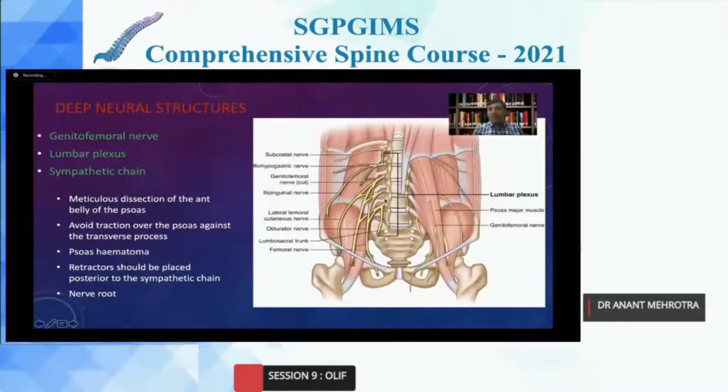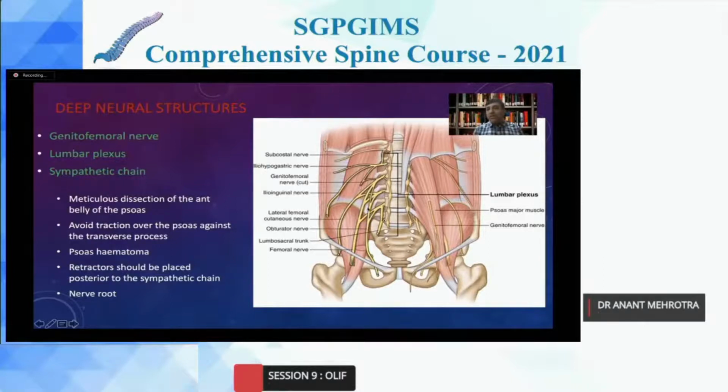Now, just continuing with the dissection of the psoas muscle, on the right side of this diagram, you can see the psoas muscle and the genitofemoral nerve penetrating the superficial belly of the psoas muscle. But this usually comes quite later, so you are not much worried about the genitofemoral nerve because it is slightly away from your working area. But here, once part of the psoas muscle has been removed, you can see the lumbar plexus has been exposed.